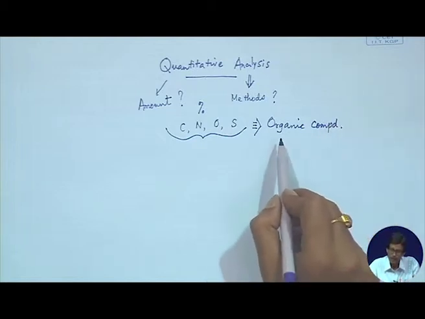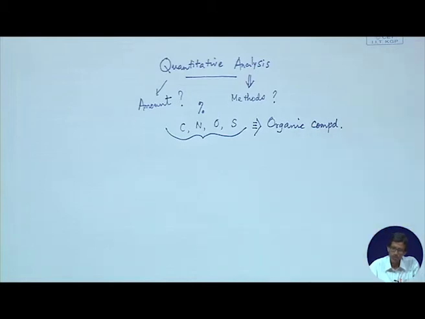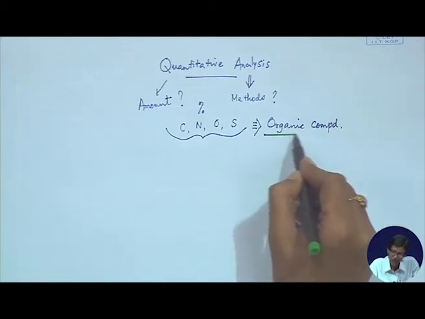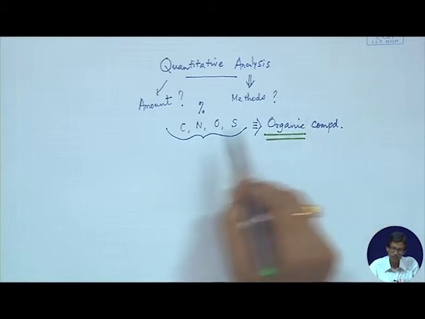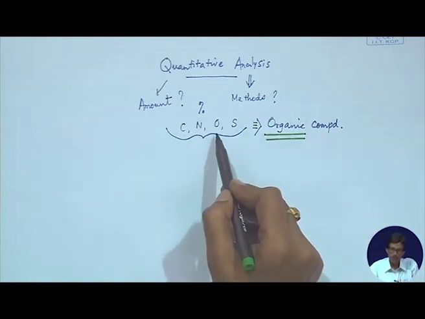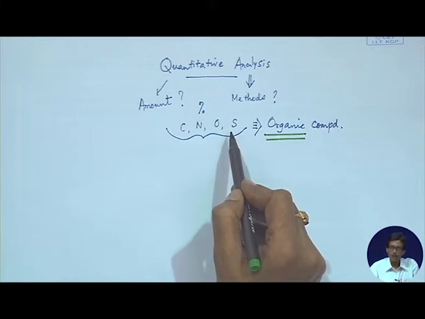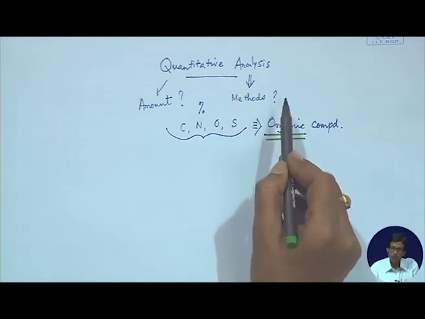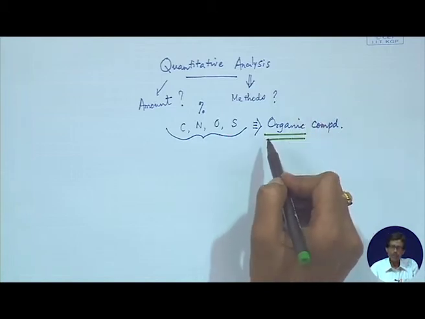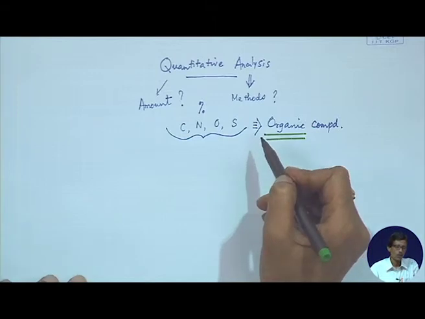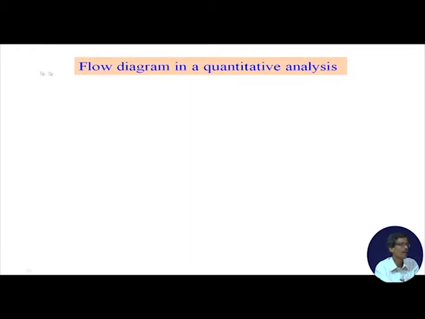So, to analyze this organic compound, we must have this information that we are handling something which is organic in nature, and how we can detect the presence of carbon, nitrogen, oxygen and sulfur. We must know the corresponding method and how we can proceed from one step to another, that means the flow chart or the flow diagram which can be applied for this particular analytical technique. So, in these introductory classes we just give some idea about the corresponding flow diagram in a quantitative analysis.